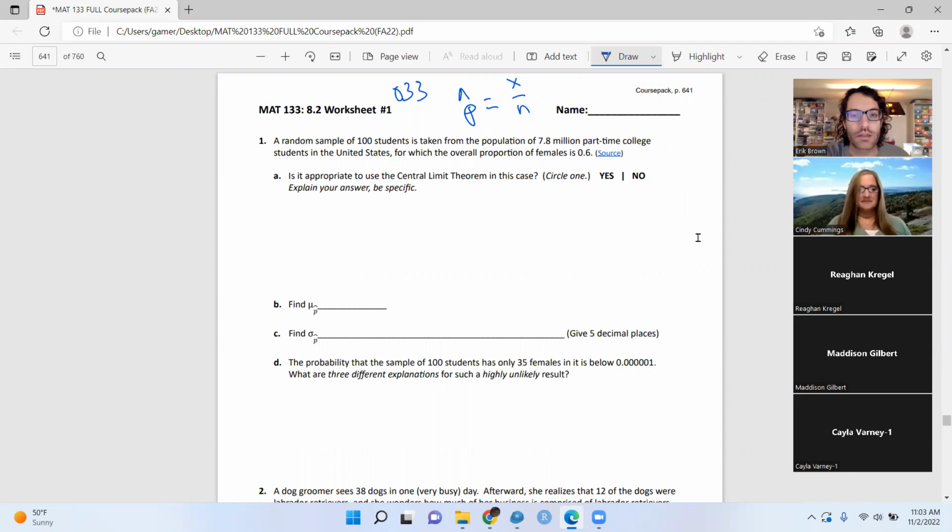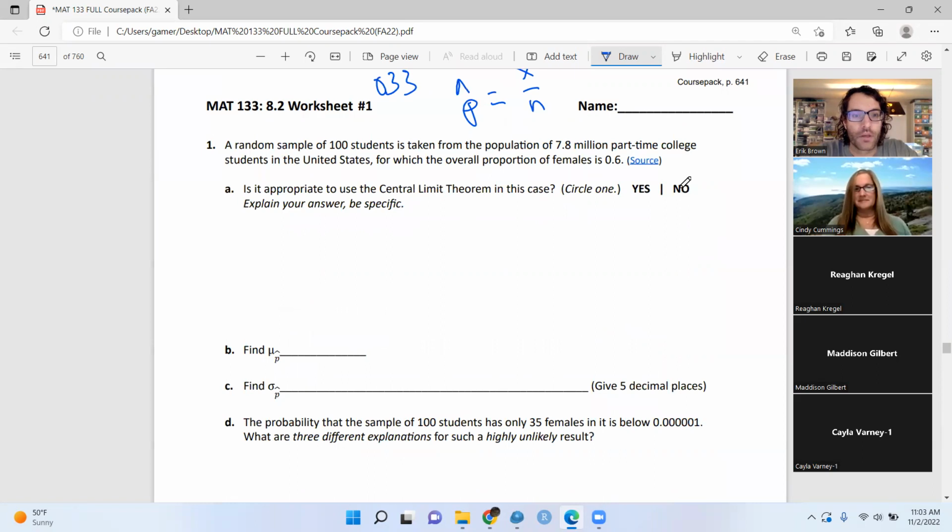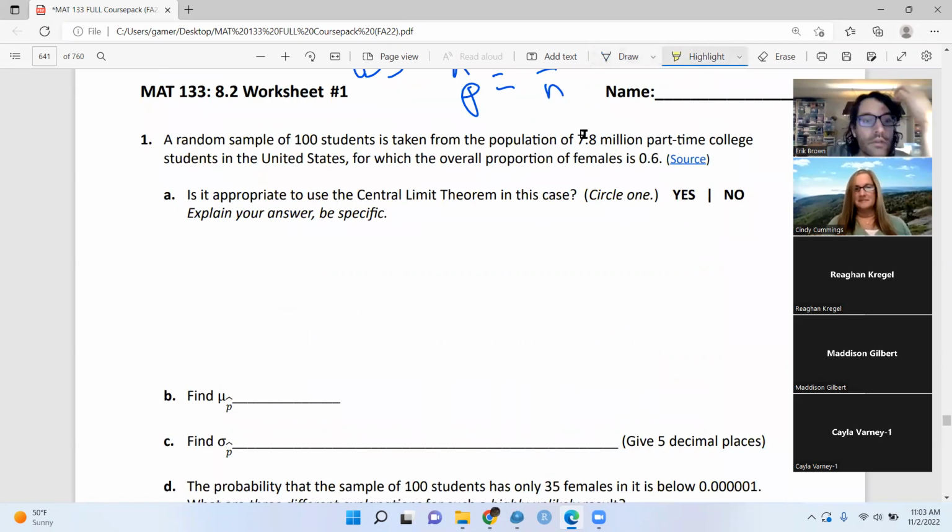Let's highlight all the words that tell us which is which. So we got a random sample of 100 students. I haven't done this in a long time, is how I read these things. I know that this is n equals 100. It's a random sample, that's the sample size. Ooh, a population of 7.8 million. I know capital N is equal to 7.8 million. That's the population, said population.